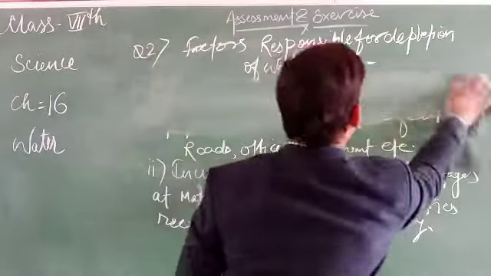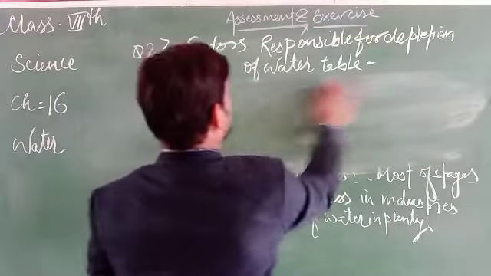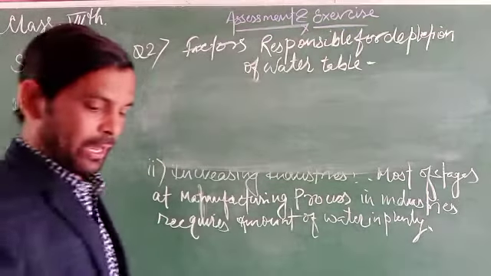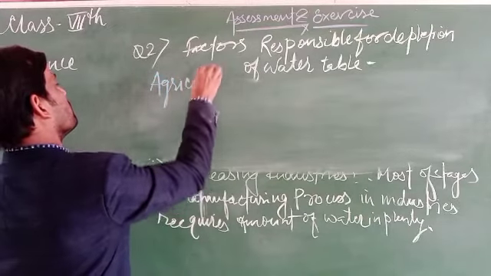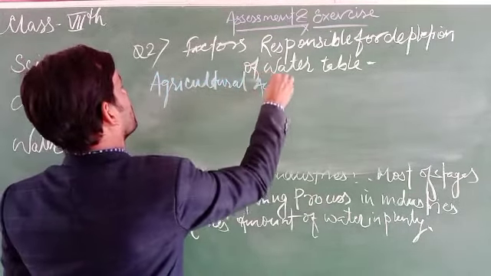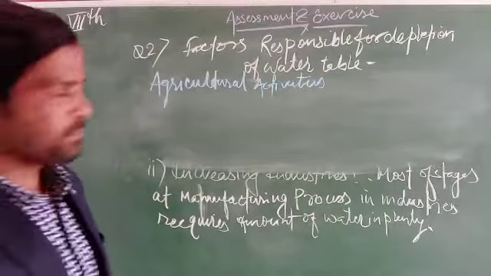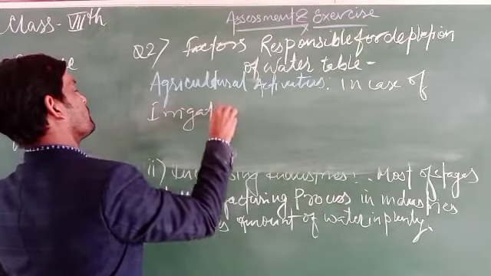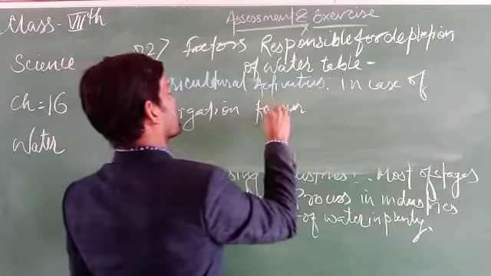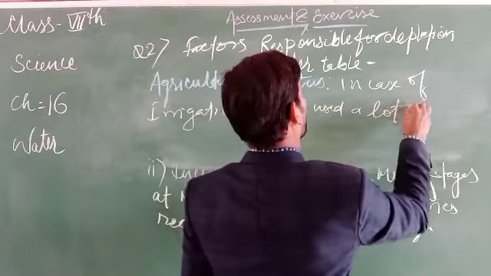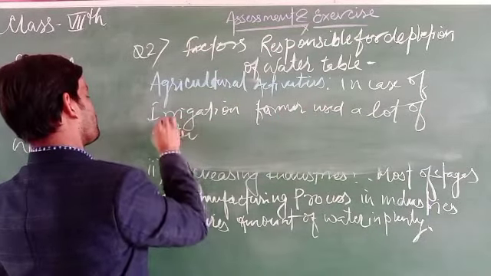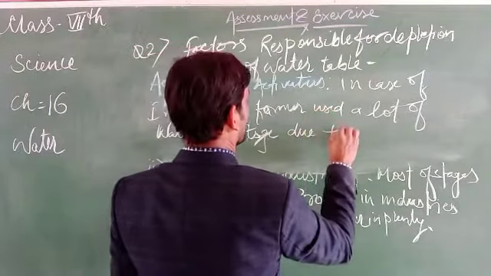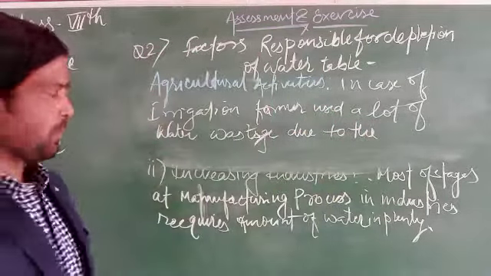Next one is agricultural activities. In the case of irrigation, farmers use a lot of water, and there is wastage due to the irrigation.